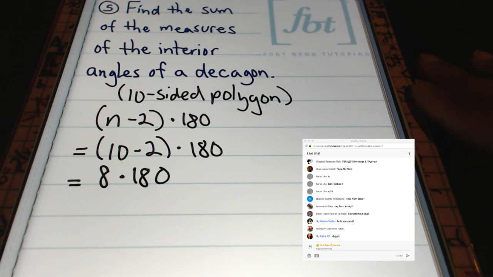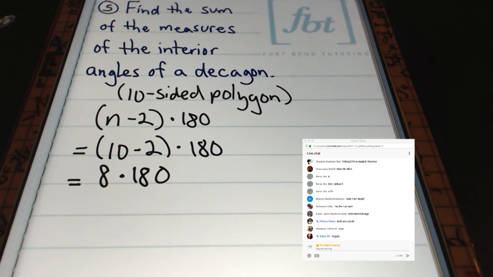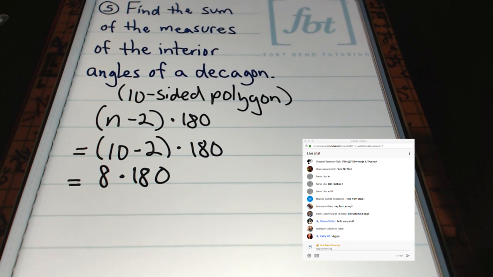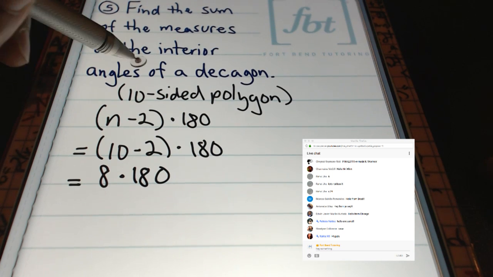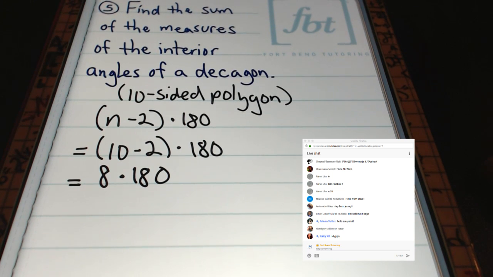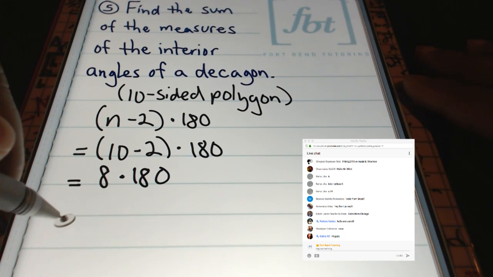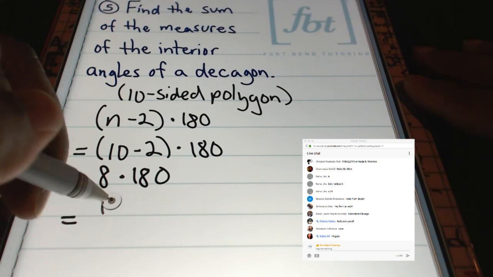There we go. So we started out by recognizing, one, that a decagon was referring to a 10-sided polygon. Two, because they wanted the sum of the interior angles of the polygon, we had to use the formula (n minus 2) times 180, and then we plug in our values for n and simplify. Right now, I need to multiply 180 times 8, guys, because I don't know what that is.